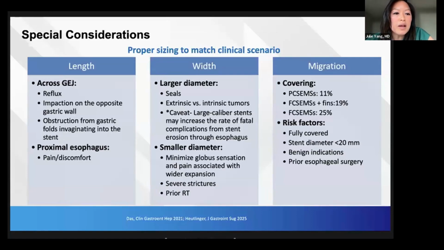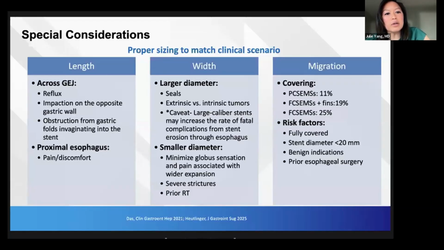And then talking about proximal esophagus, as I alluded to, the closer you are to that UES, the patients will feel more pain or discomfort, particularly also because the proximal esophagus is smaller in diameter than the rest of the esophagus. So you have to take that into account as well when you're considering what stent size you want to use in the proximal esophagus.